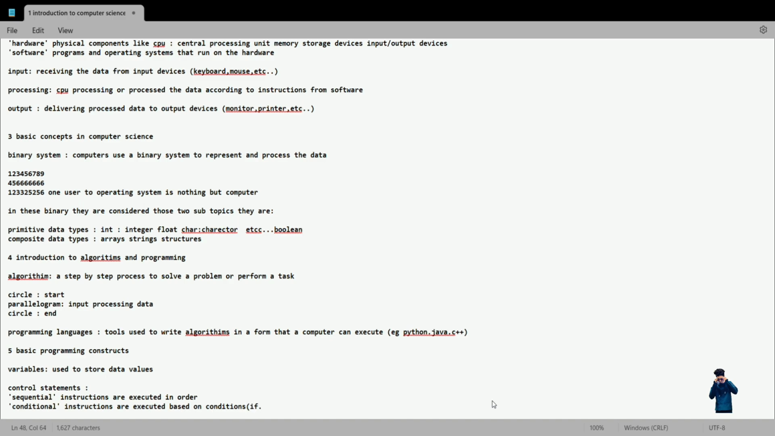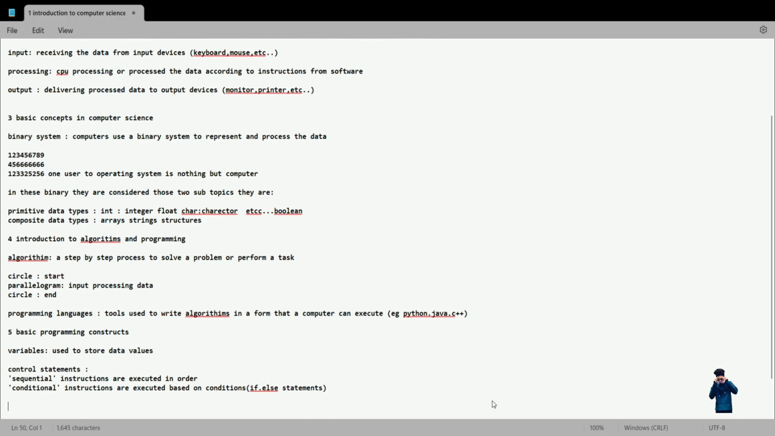In programming, in every programming language, conditional statements are also called selection statements. In every similar programming language, if else statements are mandatory. I mean, it is constant to use in every programming language.